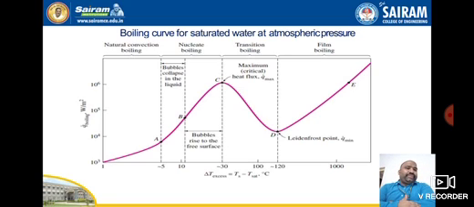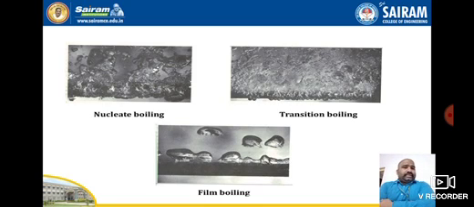It is point D to E. We consider point D as the Leidenfrost point, at which Q is minimum. Q is maximum when it reaches transition boiling at point C. When Q is minimum, it reaches point D, the Leidenfrost point. This is how we analyze it, and based on this there are some empirical relations.